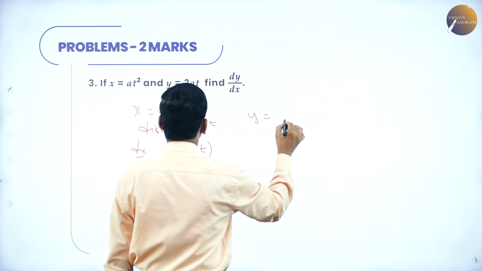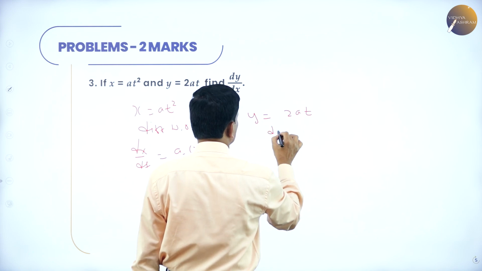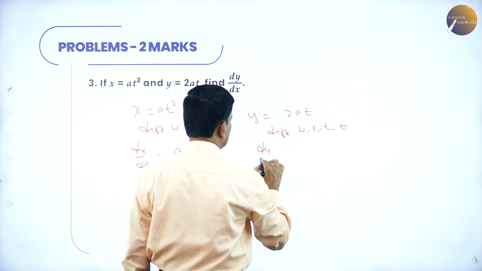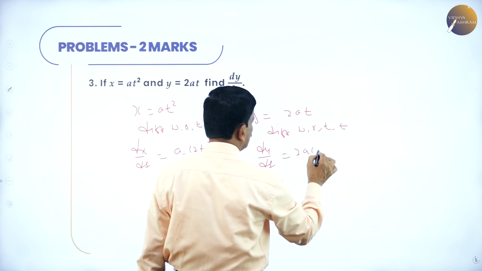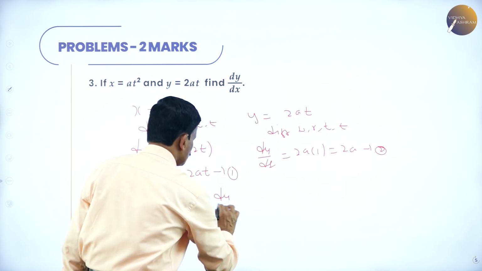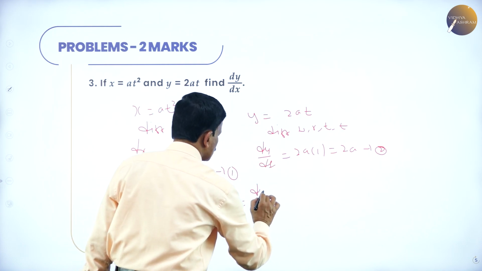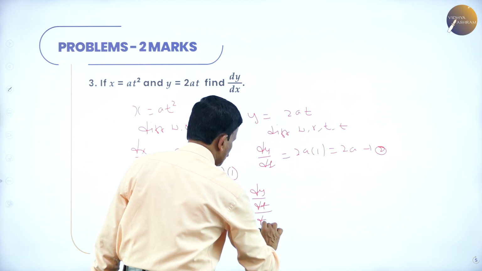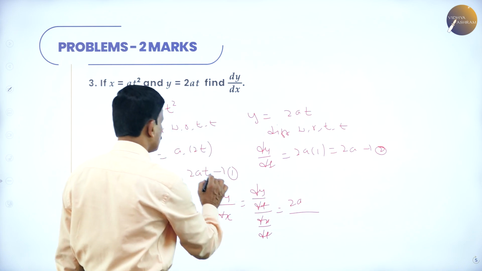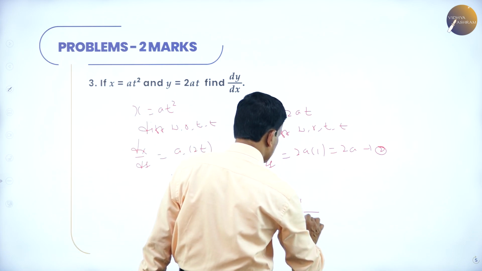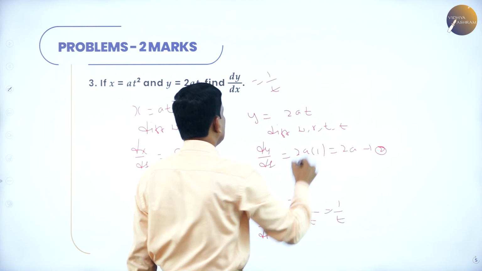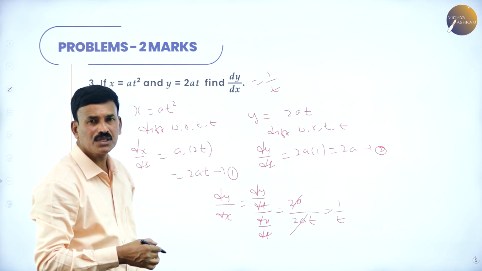On the other hand, y is equal to 2a into t, differentiating with respect to t, what will you get? dy by dt is equal to 2a into the differentiation of t, which is 1. This is equation number 2. Now, equation number 2 by 1 gives dy by dx is equal to dy by dt divided by dx by dt. What is dy by dt? 2a, and dx by dt is equal to 2a into t. These two get cancelled. This is equal to 1 by t. So, dy by dx is equal to 1 by t in this case.